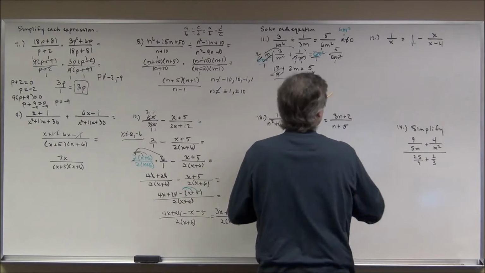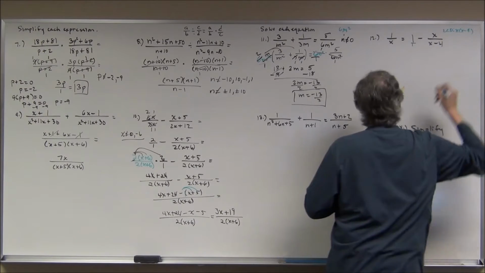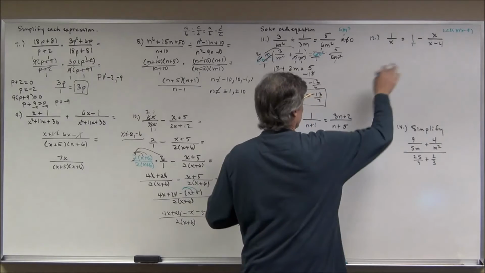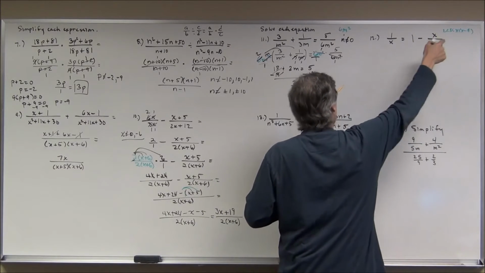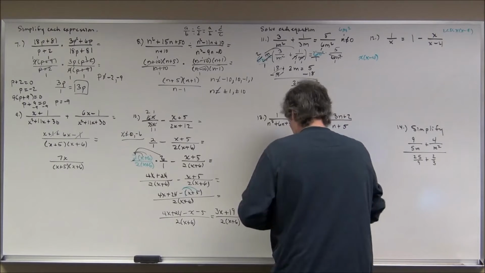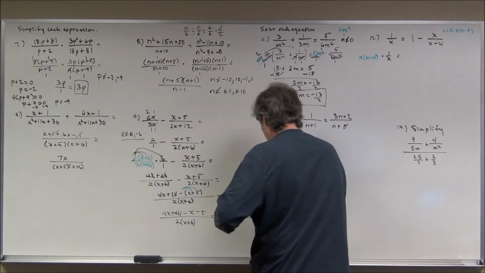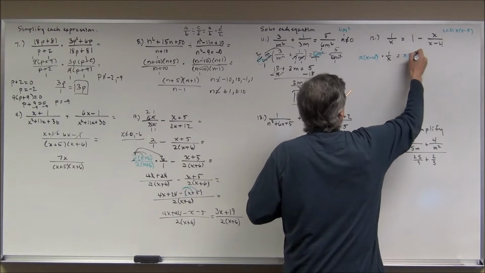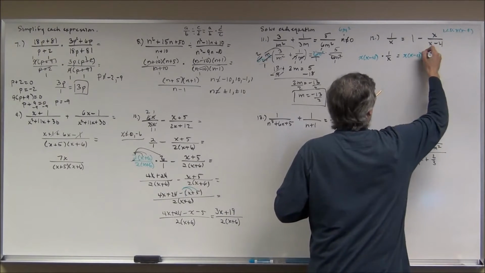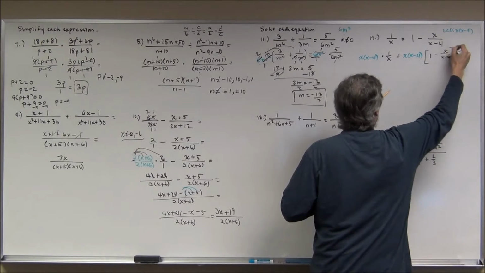That tells me that my LCD is x times x minus 4, both of those factors together. So I'm going to multiply both sides of this equation by x and x minus 4, those two factors. So I have x times x minus 4 over here on the left side, and that would be times 1 over x. And then I have x and x minus 4 times the right side, and that would be times all of this, so in parentheses or brackets, 1 minus x over x minus 4.